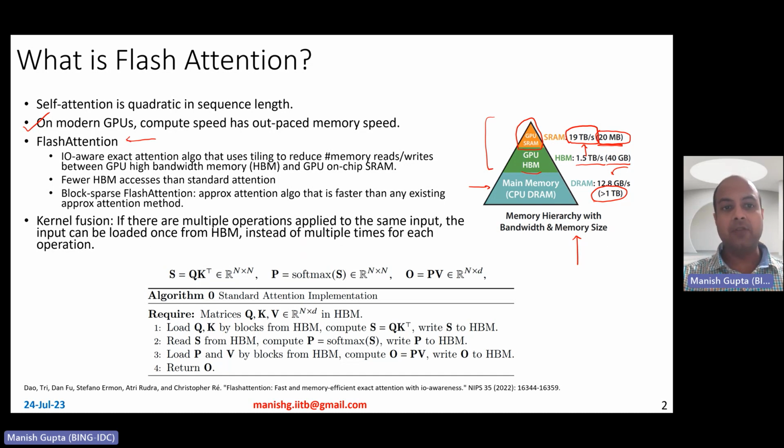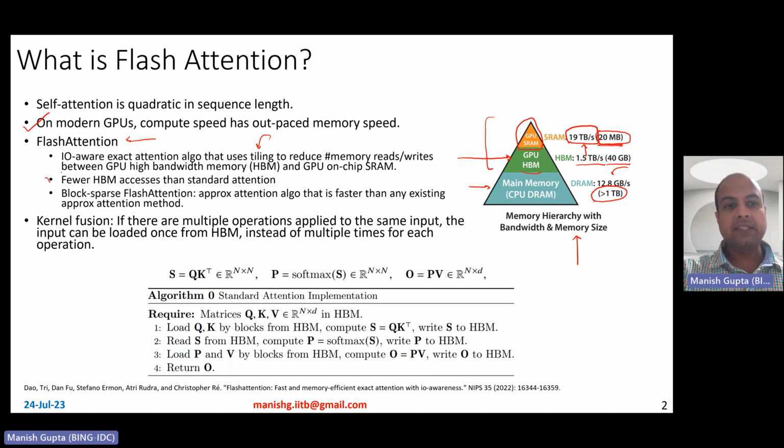Flash attention is an IO-aware exact attention algorithm. It's not an approximate attention computation, it's an exact attention computation that uses the popular tiling method to reduce the number of memory reads and writes between GPU high bandwidth memory and GPU on-chip SRAM. So this one is essentially high bandwidth memory. It is large in size, but reading and writing to it multiple times actually reduces the overall speed and causes a lot of latency. So flash attention essentially uses tiling to avoid that.